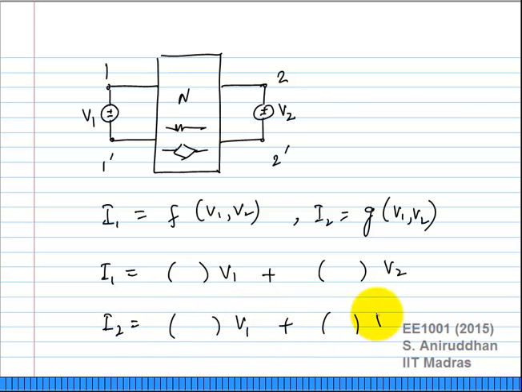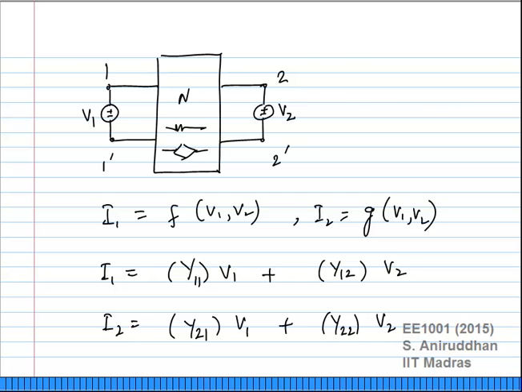So I2 will also be a linear combination of V1 and V2. Now, what I'll do is I'll use certain expressions to denote these. I'll call this Y11, Y12, Y21 and Y22. Later on in the course you'll understand why I'm using the variable Y to denote these expressions. I'm going to use a subscript to differentiate between these.